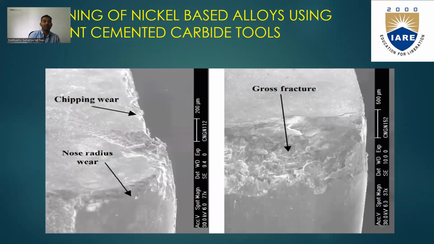You can see in this image the chipping wear and nose radius wear. This area is a chipping wear area. This is a gross fracture.